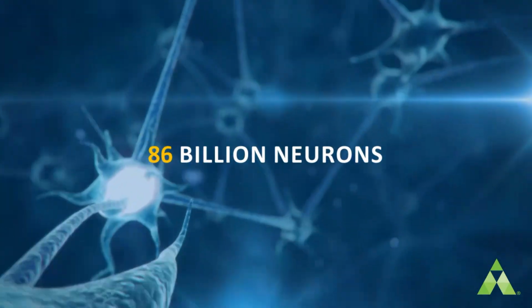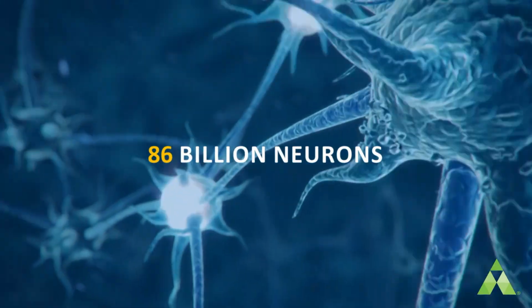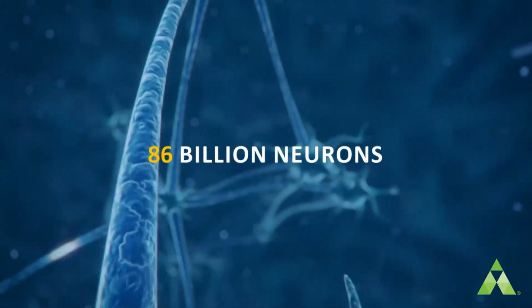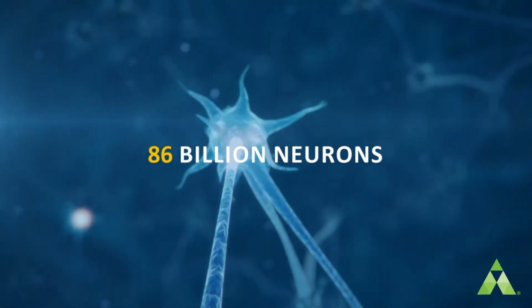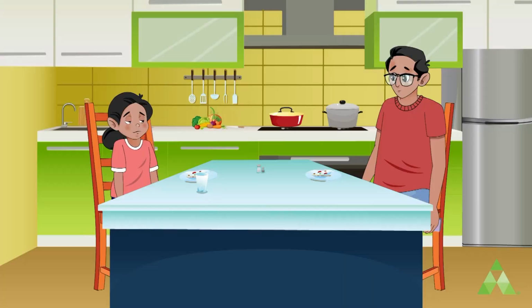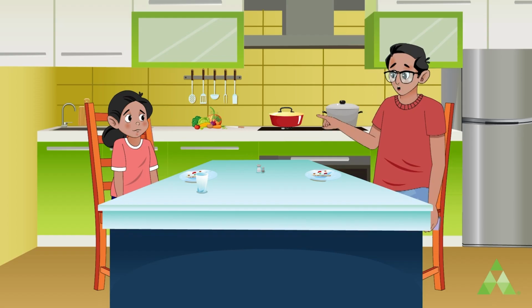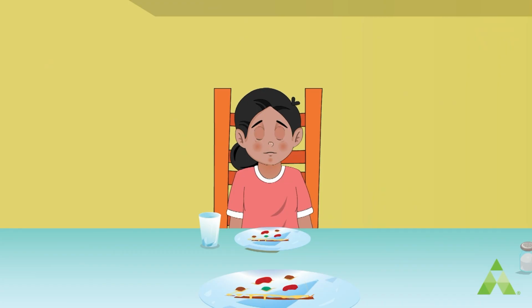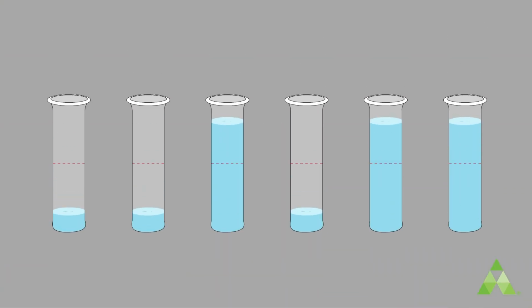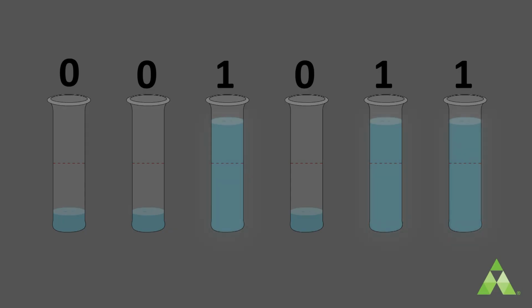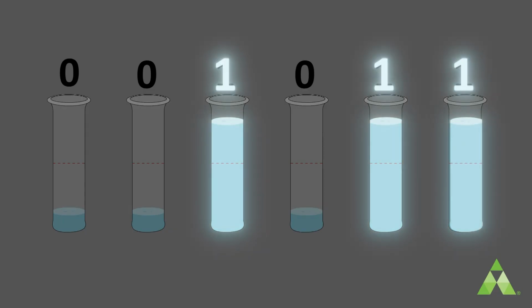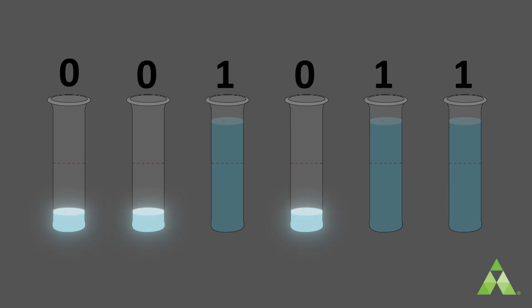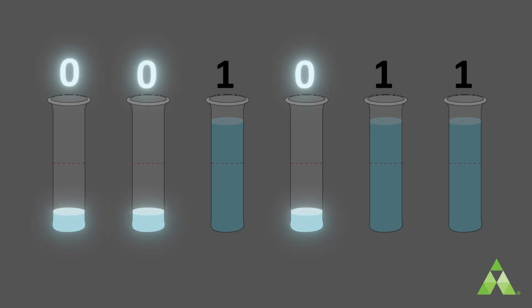Remember, you have almost 86 billion neurons in your head. Each neuron can contain one value, 0 or 1. I don't know exactly how it is stored in the brain, but let's imagine it is stored similarly to how a computer stores information. Let's assume that neurons can store zeros and ones like water levels. If it is more than half, the value is 1, and if it is below half, it is 0.